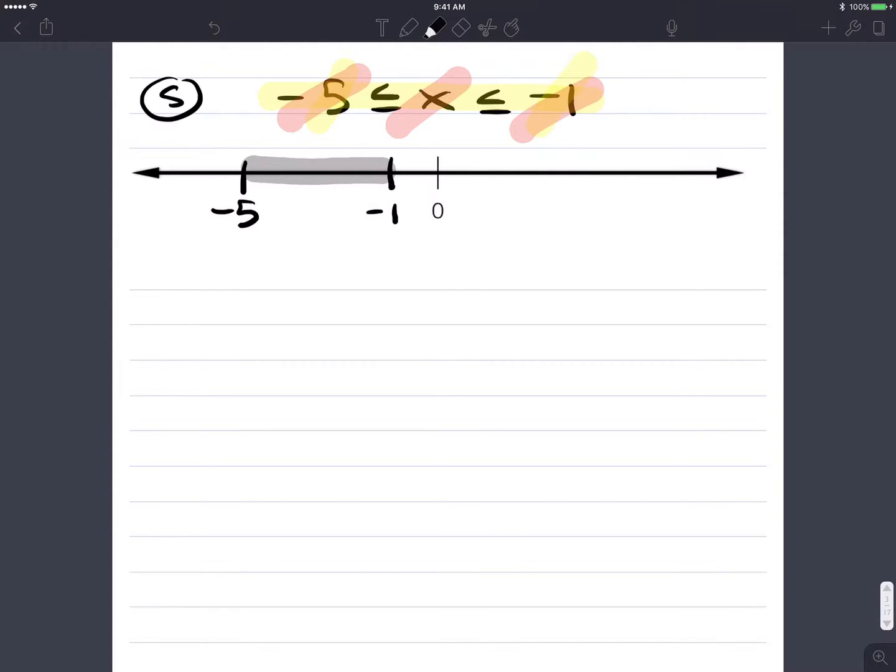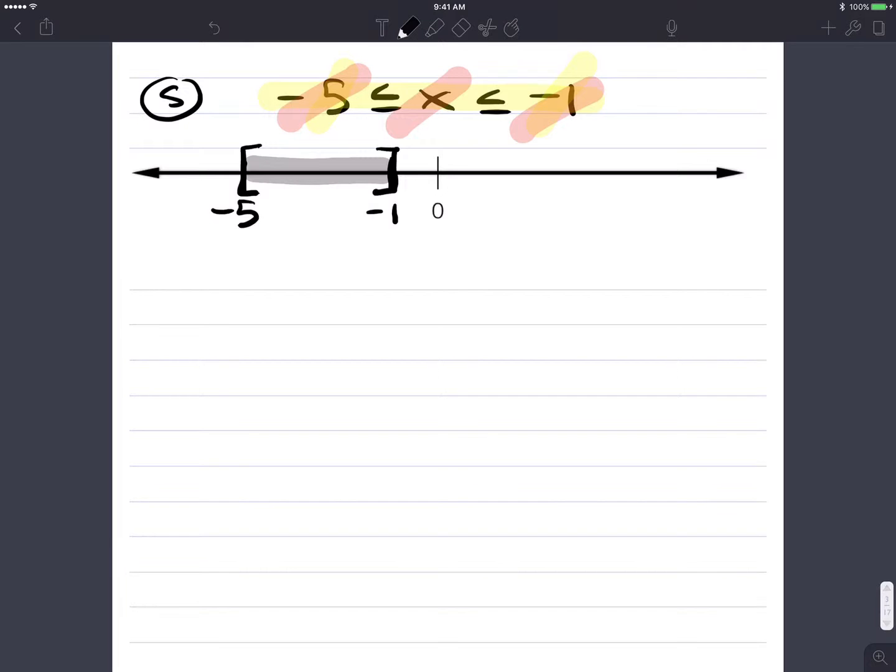Now because our inequality signs have an equality, that means it's a less than or equal to. Less than or equal to. We're going to use the square brackets to communicate to the reader that we are going to include the values -5 and -1. This here is the graph of this inequality.